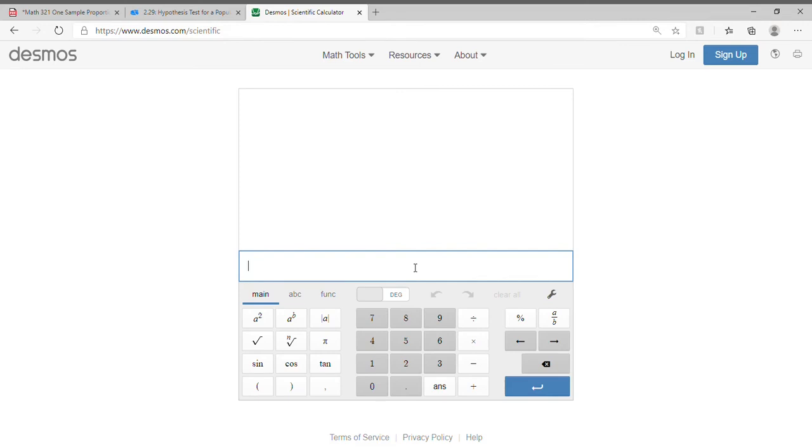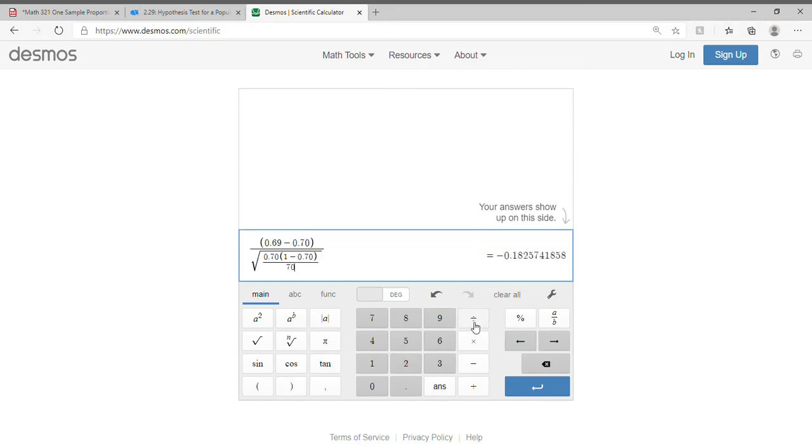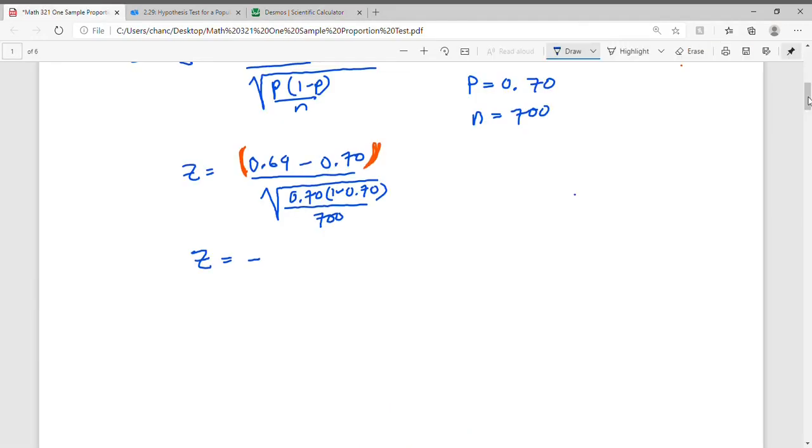This is our free Desmos calculator. Let's enter our parentheses first, then 0.69 minus 0.70, then we'll close off the parentheses, then we'll divide, and then we'll click the square root symbol here, divide by the square root of 0.70, another parentheses, 1 minus 0.70, then we'll close off this parentheses, and we'll divide it by 700. Our answer is negative 0.577. Z is equal to negative 0.58 when I round this, and so that's our test statistic.